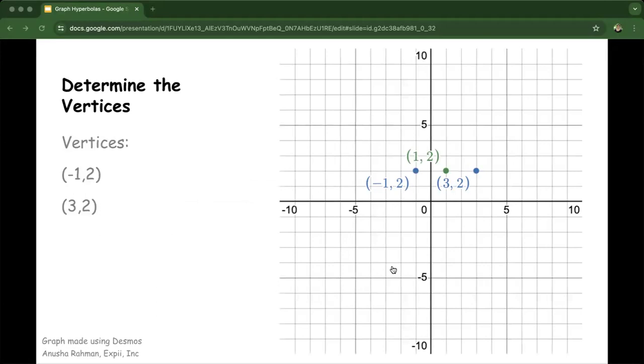The vertices are points on the hyperbola where it intersects the transverse axis. The transverse axis is a line passing through the center and perpendicular to the asymptotes. For a horizontal hyperbola, like the one given, the vertices will be on the left and right of the center. The distance from the center to the vertices along the x-axis is a. So, for our hyperbola, the vertices are at (1 minus 2, 2) and (1 plus 2, 2), which are (negative 1, 2) and (3, 2), respectively. Here's a graph of the center in green and the vertices in blue.